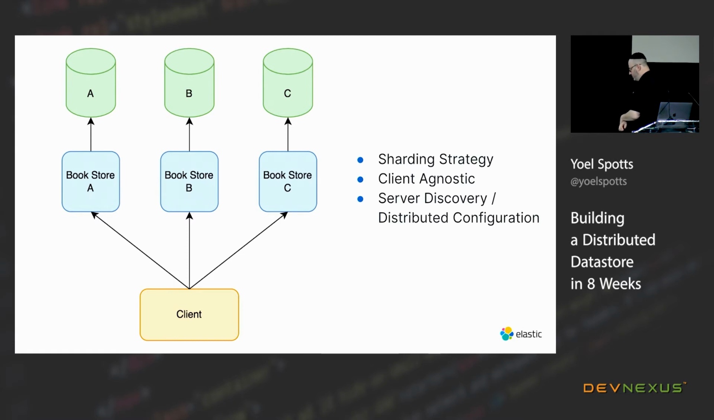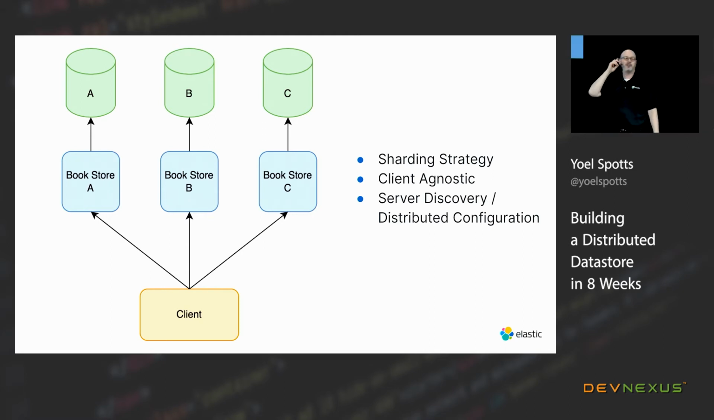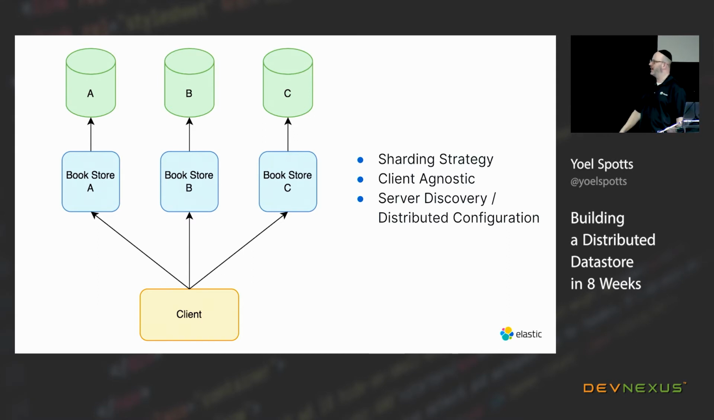What I next told them is, okay, part of the requirements is that this needs to be client agnostic. What that means is a client has no idea which IP address is serving which bookstore. All it knows is maybe it got a couple of IP addresses, and it wants to add a book from a particular bookstore or retrieve a book, and it could go to any of the bookstores in the cluster in order to do any of the operations.